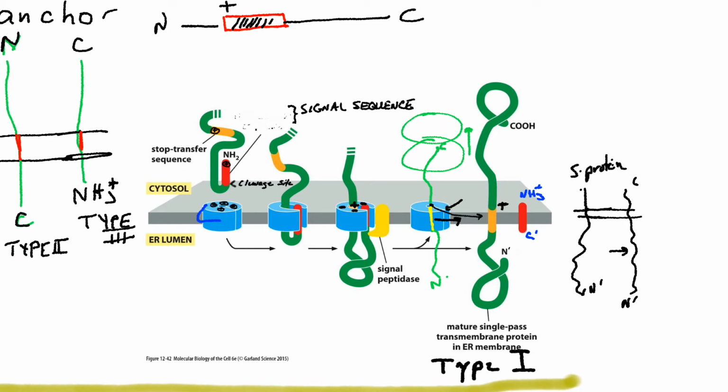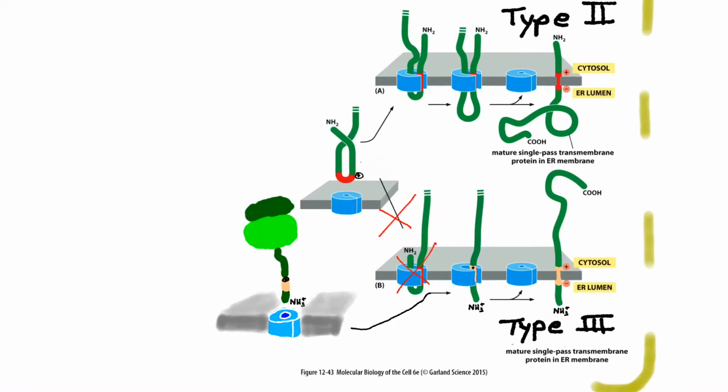Okay, so moving on to the other types, type 2 and type 3. Again, we're still talking about single pass transmembrane proteins. They are shown here. And as we'll see, they use the topogenic sequences that we indicated at the very beginning. The only difference is which topogenic sequence is involved.